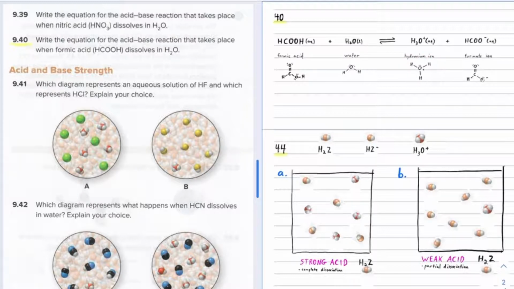But this is a weak acid, so only some of the molecules do that. So when this dissolves in water, what happens is some of the molecules will lose their protons and turn into formate ions, and there are the dissolved protons that they lost.